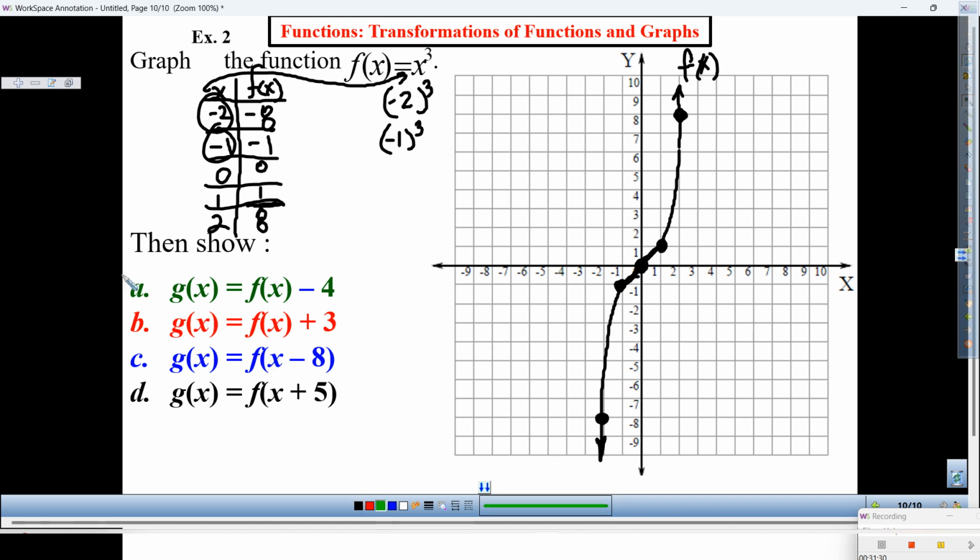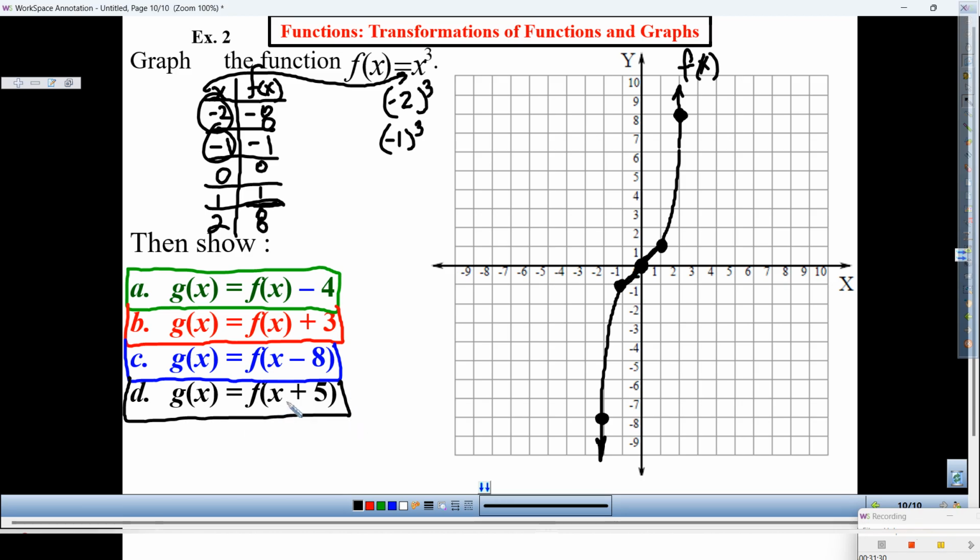I want you to write these. Part A is g of x equals f of x minus 4. Write the red one, g of x equals f of x plus 3. The blue one, g of x equals f of x minus 8, with negative 8 inside of the parentheses. And with gray or your pencil, g of x equals f of x plus 5, inside of the parentheses.